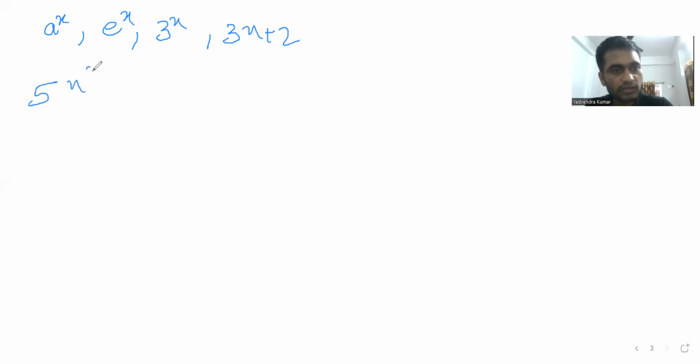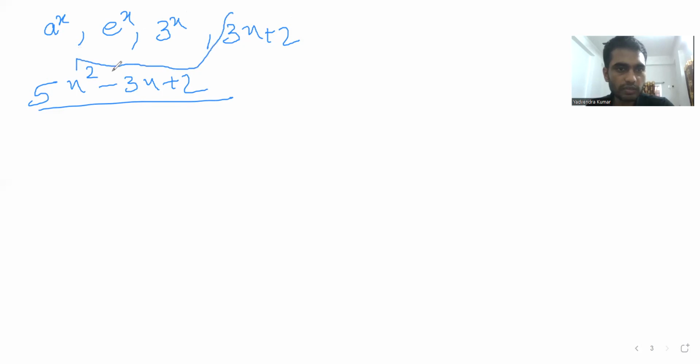While studying functions, we need a background. Background means we need to relate with the things that we know, like a to the power x, e to the power x, 3 to the power x, 3x plus 2, 5x square minus 3x plus 2. We know these last two are polynomials, and the first three are exponential functions.